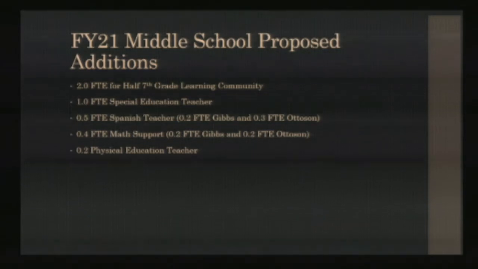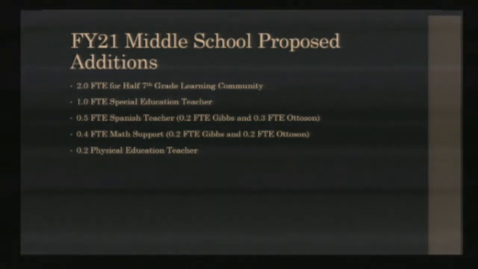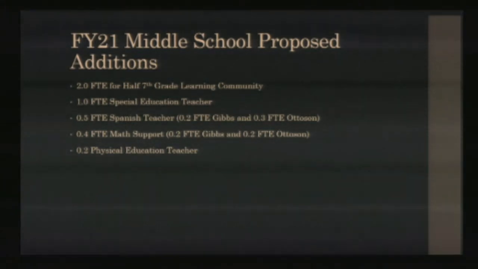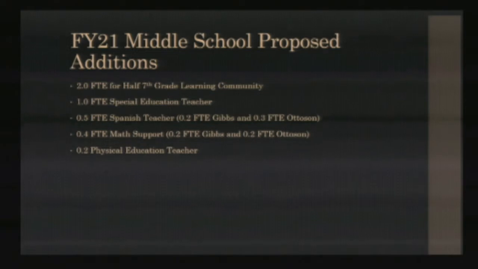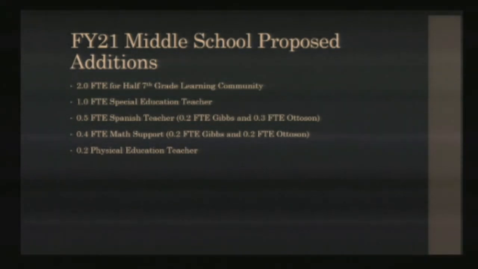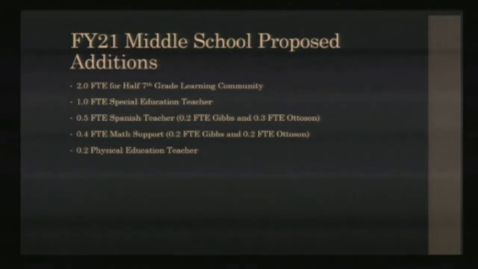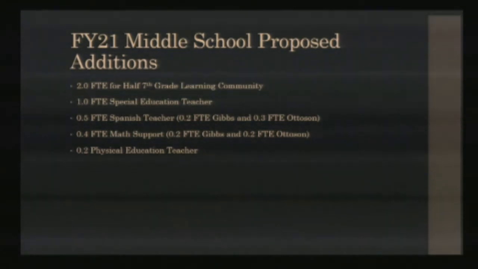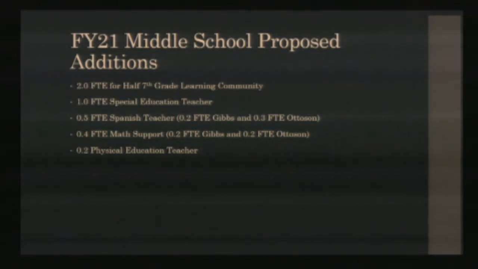But we have five learning communities at Gibbs. At Odison, we have four in the seventh grade, and so we're going to increase 50 students. So the proposal by the principal, a very conservative approach, is just to add a half learning community, which we have done in the past. It means that the two teachers in that learning community are duly certified.